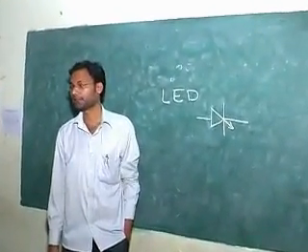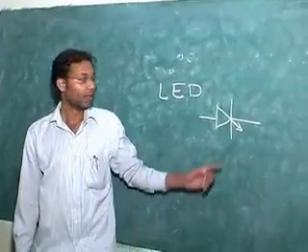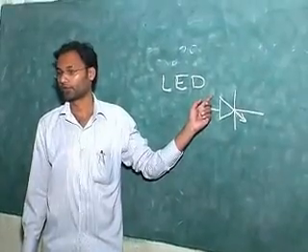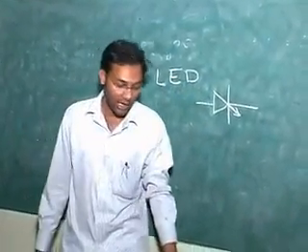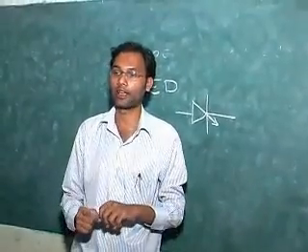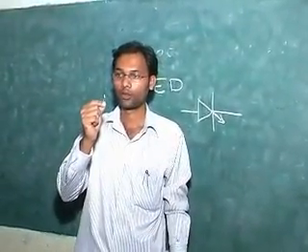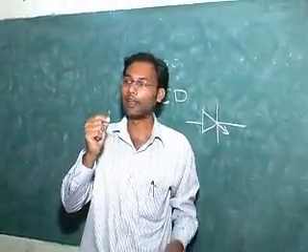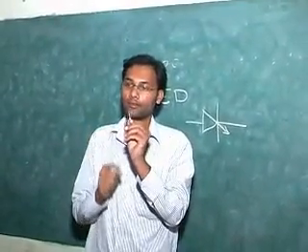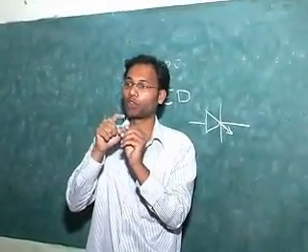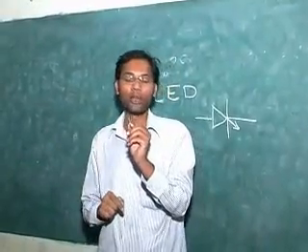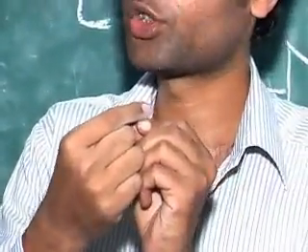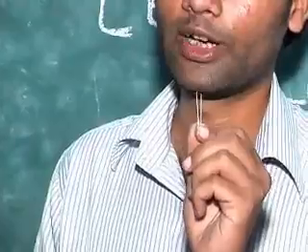The symbol of LED is this one, right? So LED is nothing but light emitting diode. How does it look like? It will look like this. This is LED, light emitting diode, and this LED will have two legs. One is positive and one is negative. Now tell me which side is the positive? Long leg is positive and short leg is negative, right?